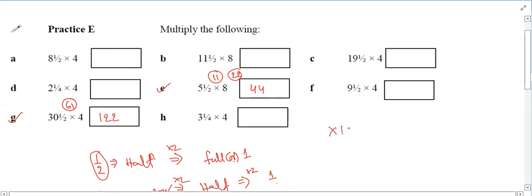Suppose multiplication by 16 is given, then how can we do it? Sir, again we have to multiply. So doubling a number 4 times, right?